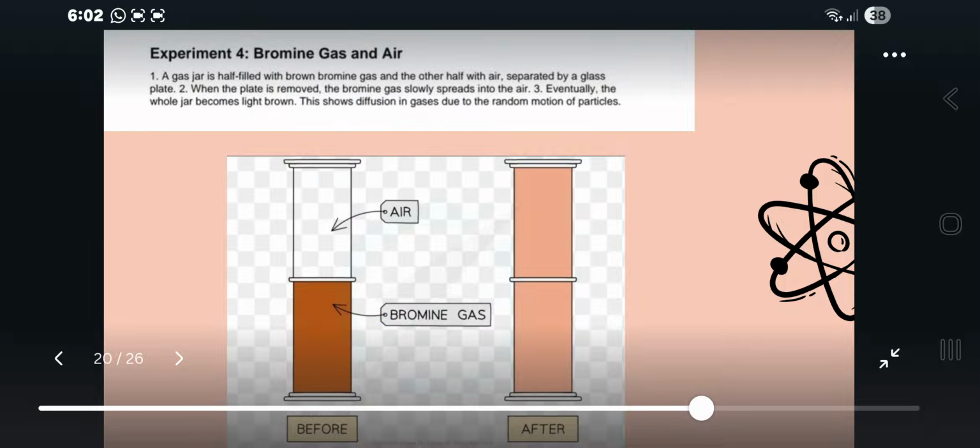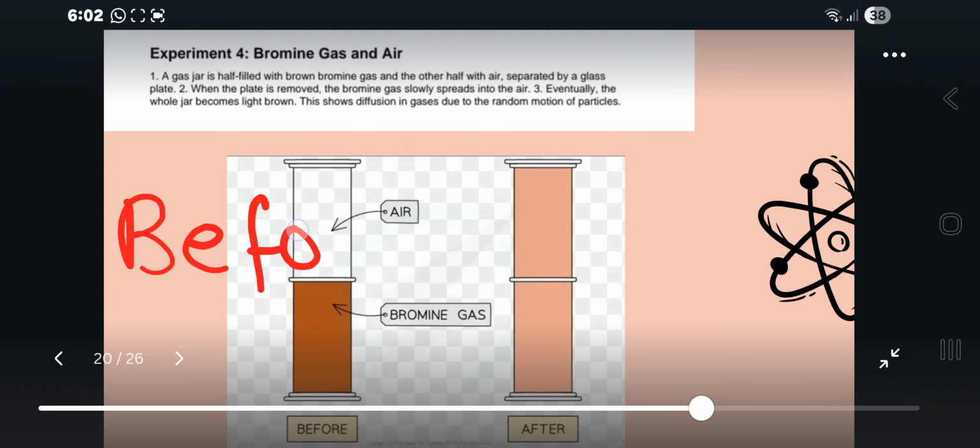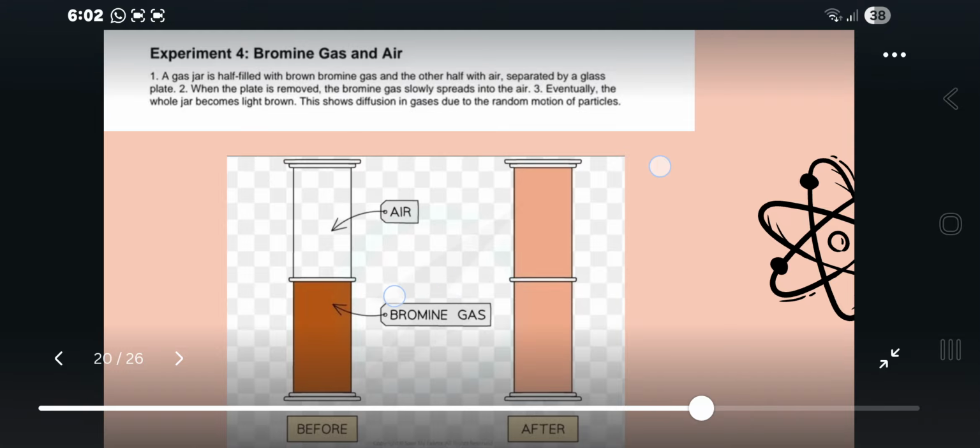Understood? So now this is before. Before, when we are not starting the experiment, this is the before structure. When we open the lid, see, the lid is here. When we remove the lid or open the lid, see what happens over here. See, this is when we remove the lid. See what happens when we remove the lid.